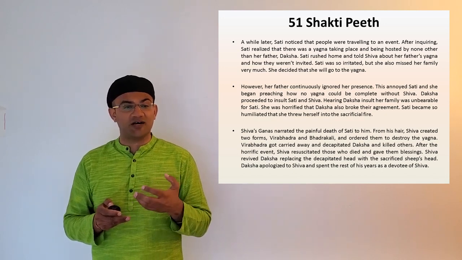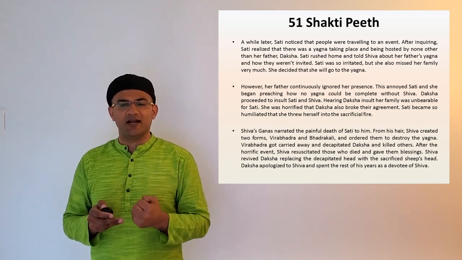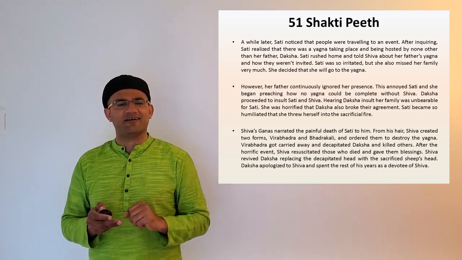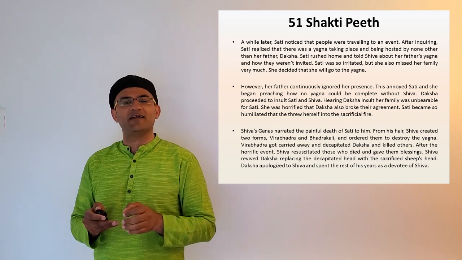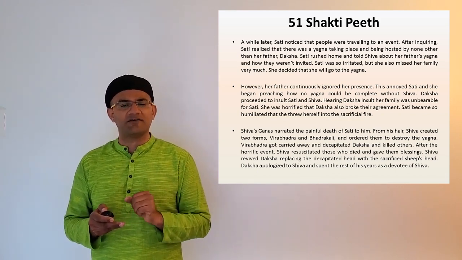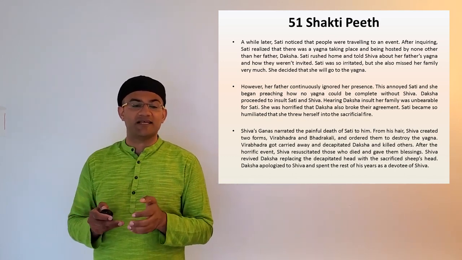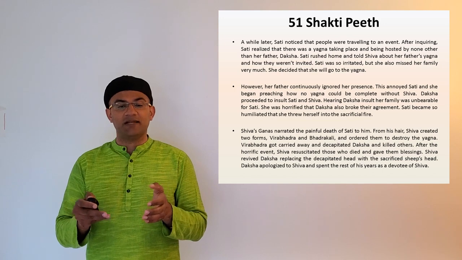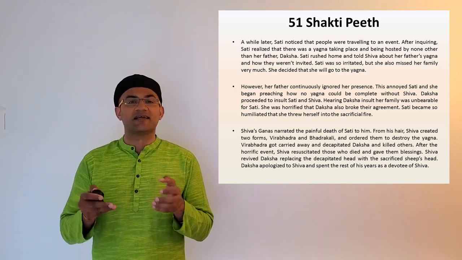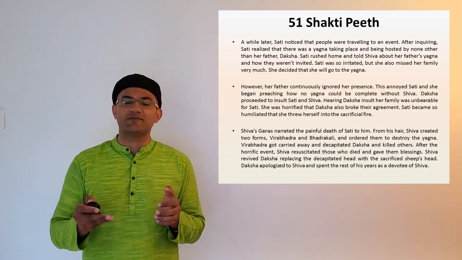From his hair, Shiva created two forms, Veerbhadra and Bhadrakali, and ordered them to destroy the yagna. Veerbhadra got carried away and decapitated Daksha and killed others. After this horrific event, Shiva resuscitated those who died and gave them blessings. Shiva revived Daksha, replacing the decapitated head with a sacrificed sheep's head. Daksha apologized to Shiva and spent the rest of his years as a devotee of Shiva.